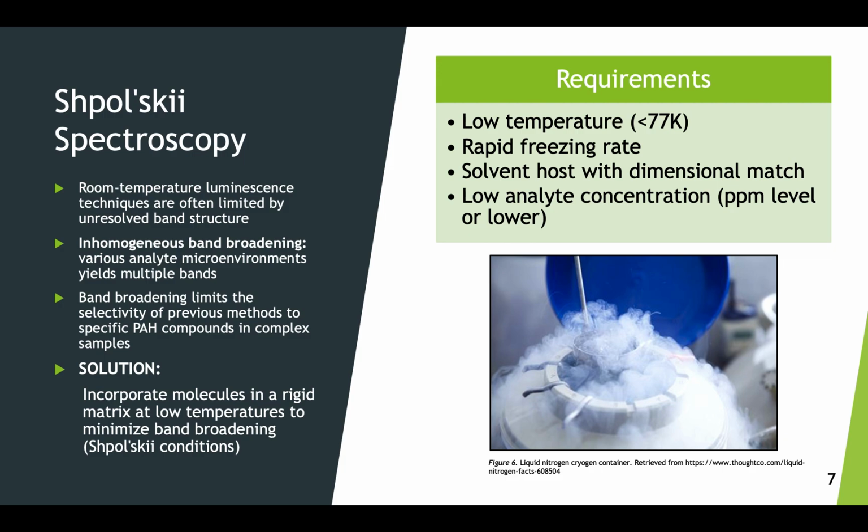So a solution to this would be Shpol'skii spectroscopy, which incorporates these molecules in a rigid matrix at low temperatures to minimize the band broadening, and these are known as Shpol'skii conditions. The requirements for this method include low temperatures, or less than 77 Kelvin, a rapid freezing rate of these samples, a solvent host with a dimensional match, which I will go over in following slides, and low analyte concentrations at the parts per million level or lower. And this graphic here just represents a liquid nitrogen cryogen container, which is something that is commonly used to freeze these samples.